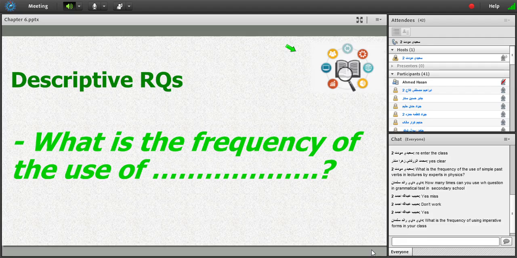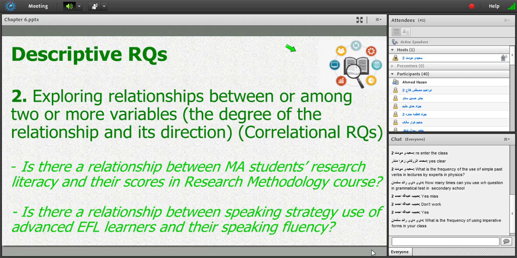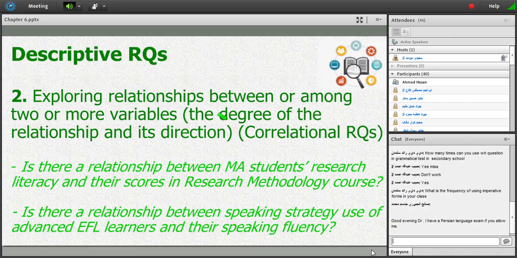So this was the first type of research questions. The second type is the relationship research question, and its nature is different. In the first type, we search for the frequency, the number. In the second type, we try to explore the relationship between and among two or more variables. We are concerned with the degree of relationship or its direction. What does it mean? The degree means whether it is significant.